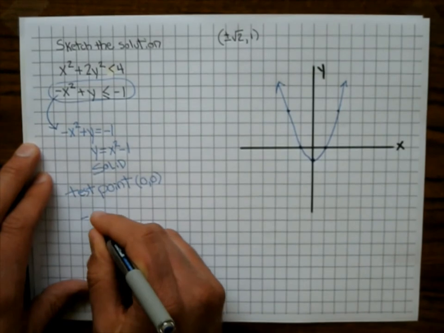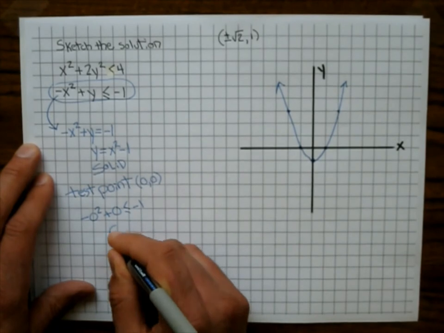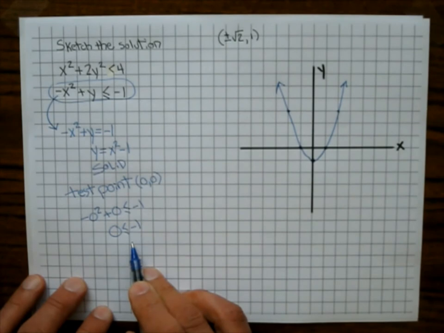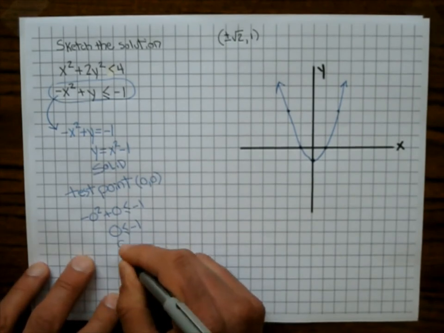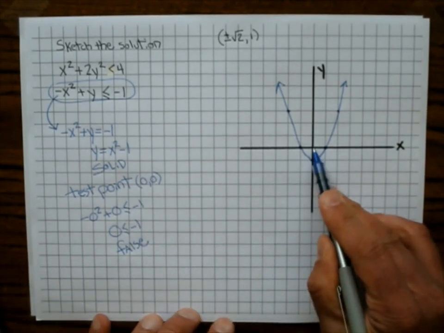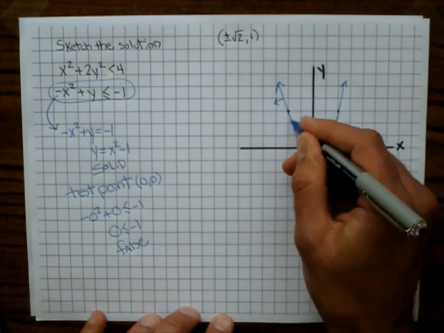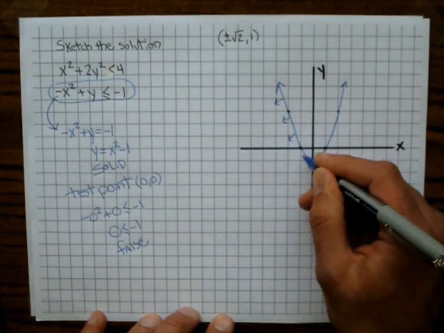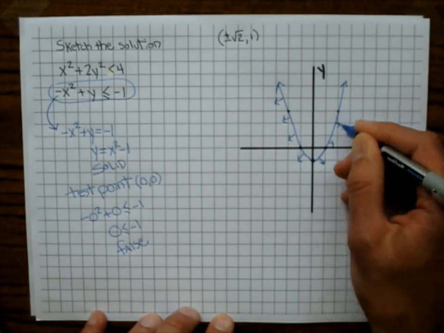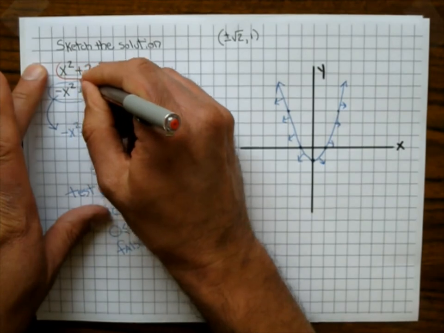I have negative 0 squared plus 0 less than or equal to negative 1. So this is 0 is less than or equal to negative 1. Is that true or false? Well, that happens to be false. So 0 is not a solution, and neither would any point inside the parabola. So where you would shade, if this was just a standalone problem, would be below the parabola. But I'll just go ahead and put little blue arrows indicating that's where I would shade. Let's go ahead and graph this guy.